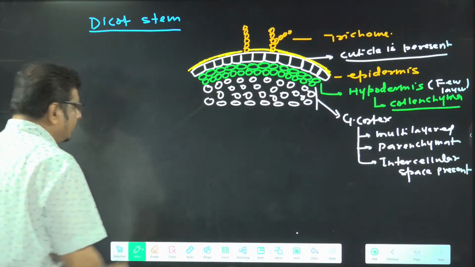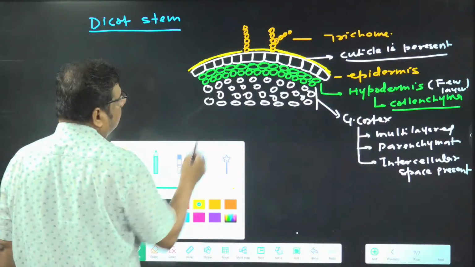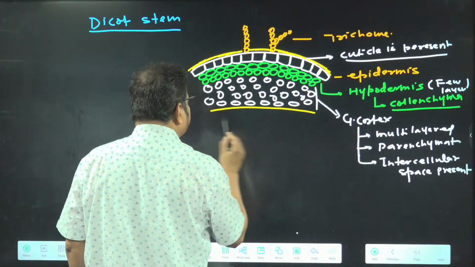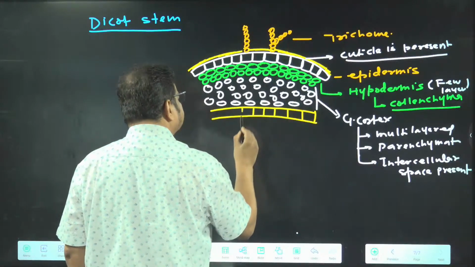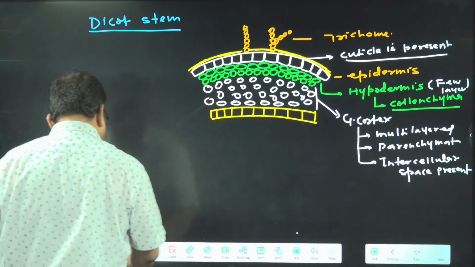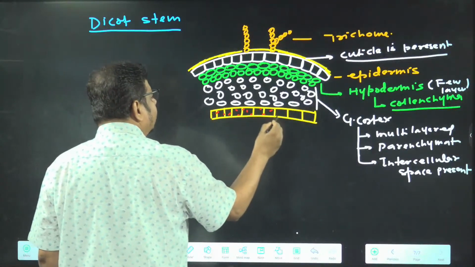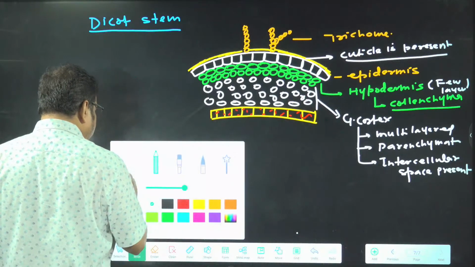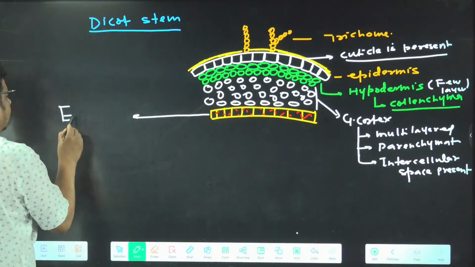Intercellular space is present. Now what will you find below the general cortex? The endodermal layer is present. Endodermis is present. So these three layers, hypodermis, general cortex, and endodermis, are all together called cortex. Here you will find that in endodermis, casparian strips are not present, don't get confused. So in endodermis, what is there? It is endodermis.